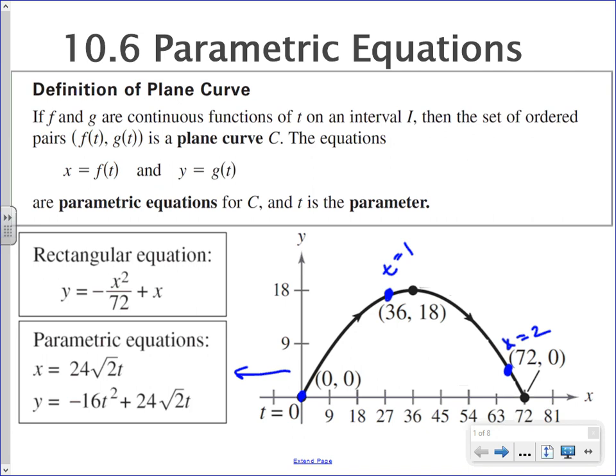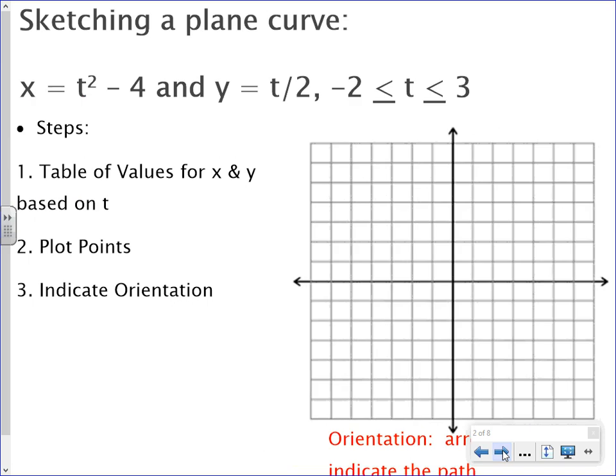All right. Go ahead and write down this. Write down x is t squared minus 4, and y is t over 2. You're not always going to get this, but I'm giving it to you right now. I want you to only graph between -2 and 3 for t.